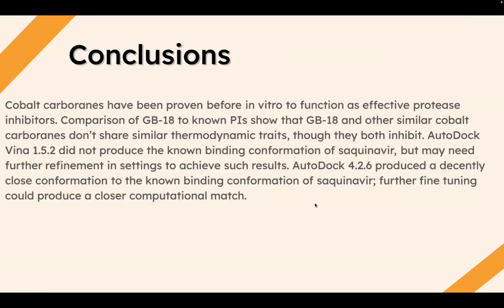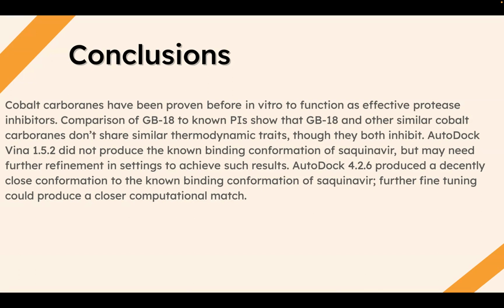So in conclusion, we know that cobalt carboranes have been proven before in vitro to function as effective protease inhibitors. Comparison of my cobalt carborane, GB18 as it's referred to in the literature, there are other carboranes as well that have other denotations like 21, 40, 80. But comparison of this to the market available protease inhibitors shows that they don't have similar thermodynamic traits, though they both inhibit. So it's interesting to see how we have different properties, and yet they can do the same function. That is worthy of some investigation.